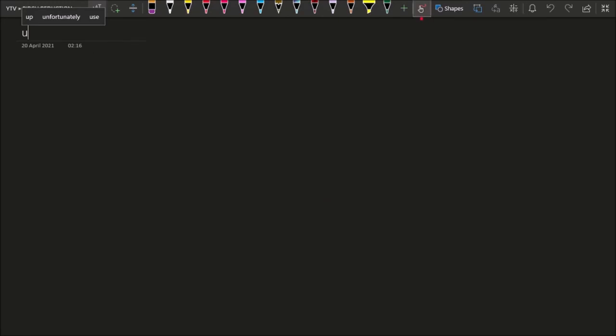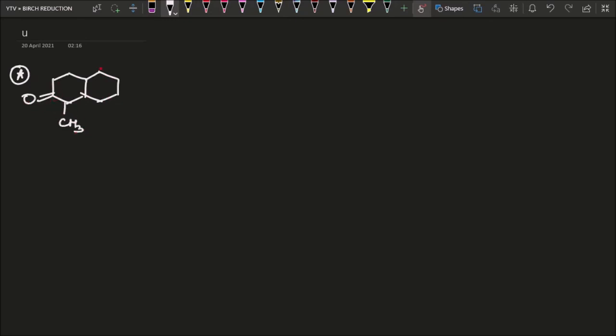Now let us consider a last example for this Birch reduction reaction. The system that is given to us has again two 6-membered rings attached, and then we have a double bond O over here, and then one CH3. Here we have one CH3 and then a double bond. We are adding lithium NH3 twice and then EtI in the next step.